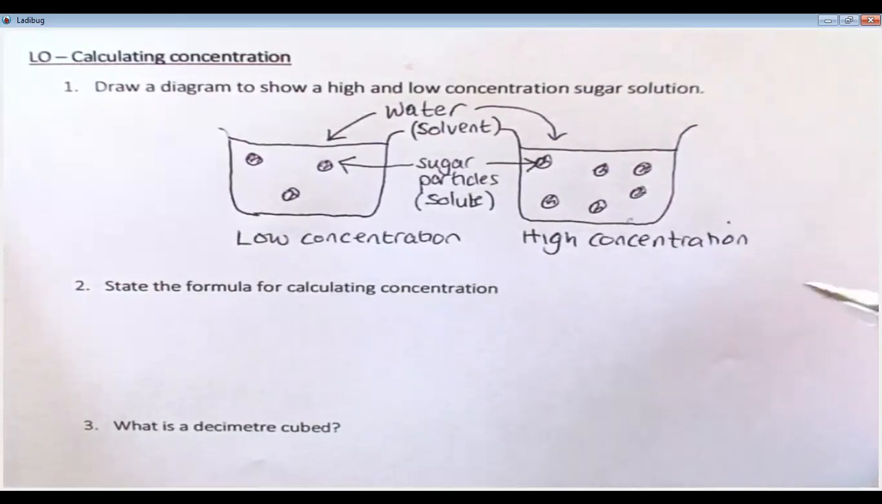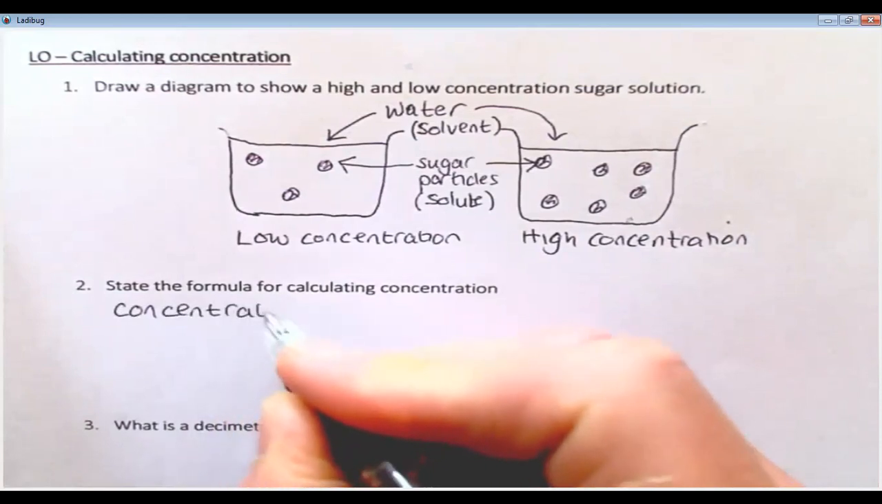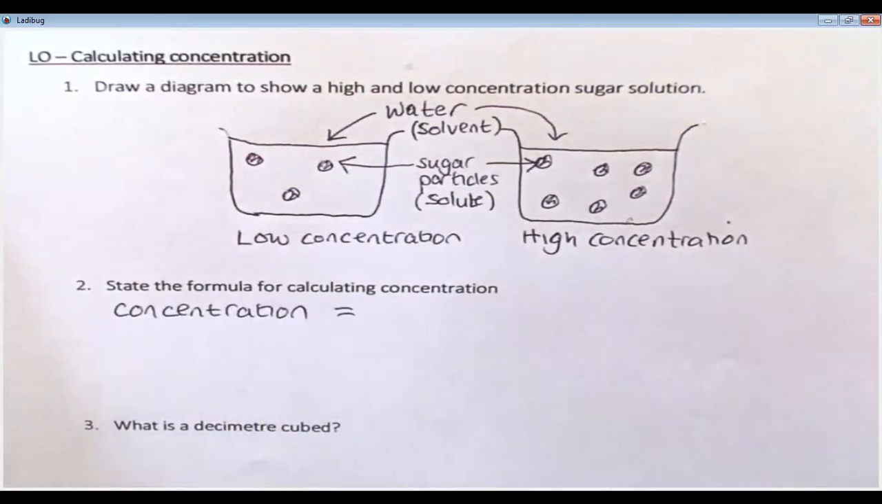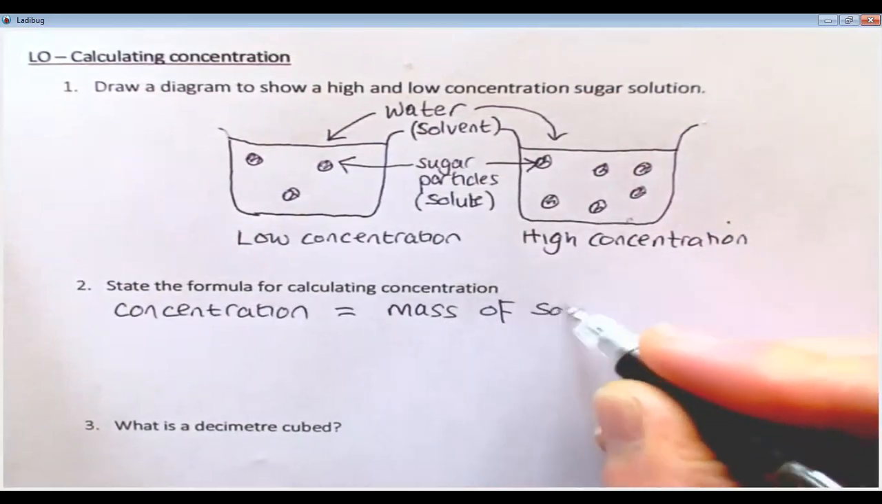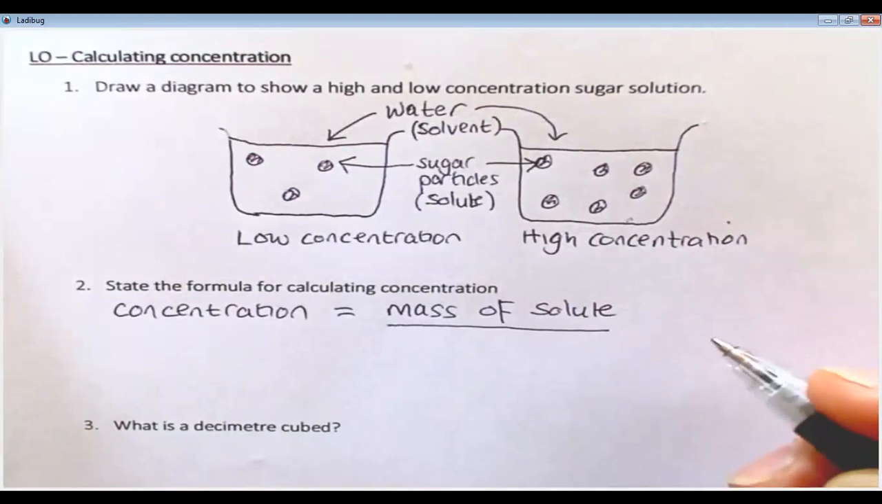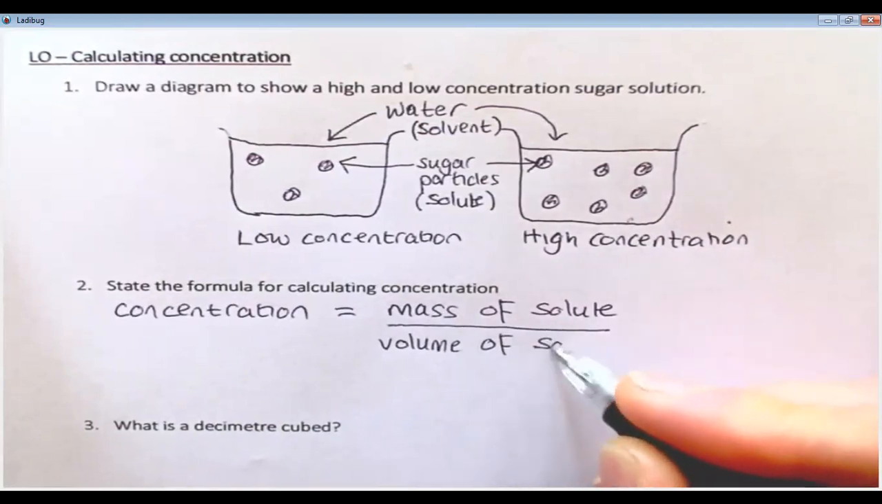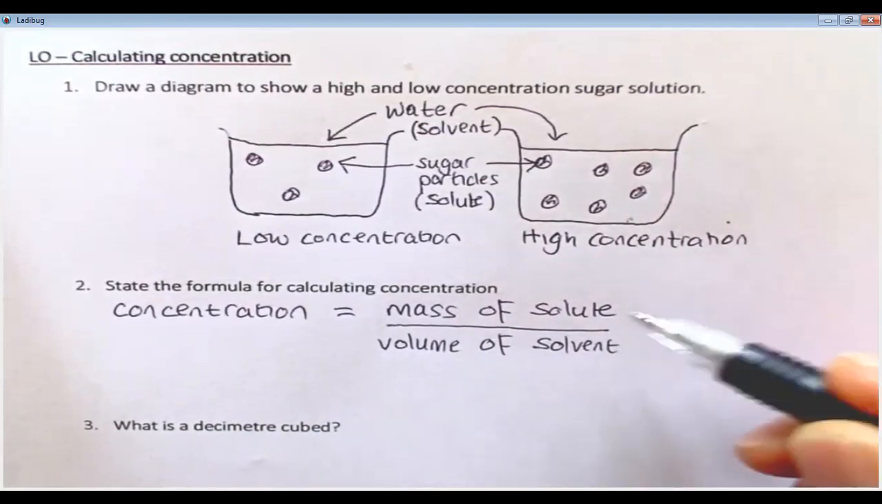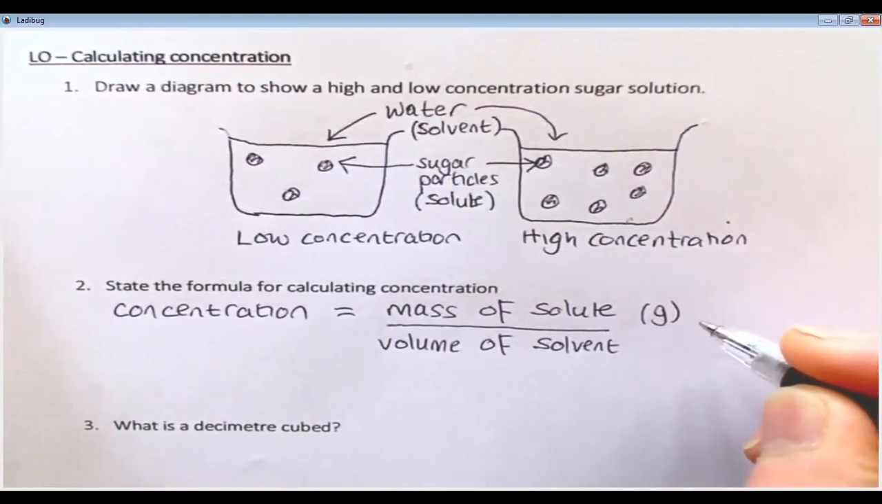So that's concentration. We're going to use a formula because we're doing calculations. It says state the formula for calculating concentration. Formula is pretty simple. It's concentration equals the mass of the solute divided by volume of solvent. Mass of the solute is measured in grams. So that's the sugar we put in, in this example.